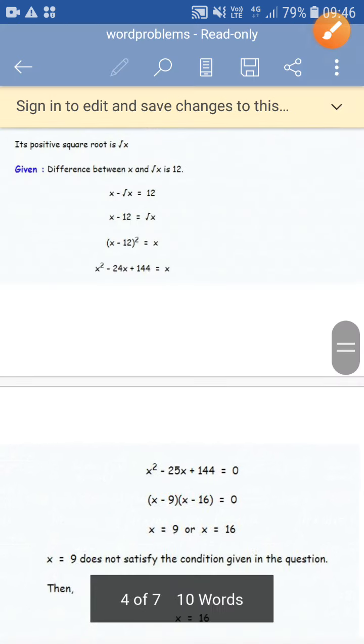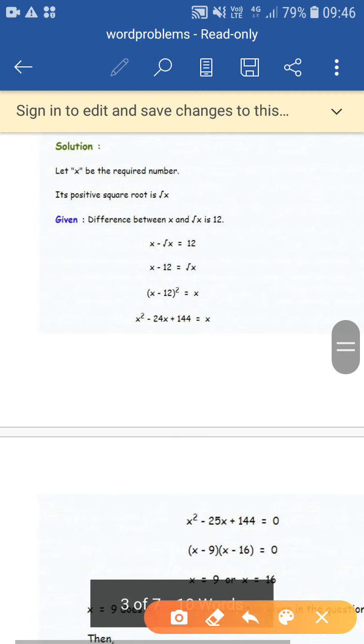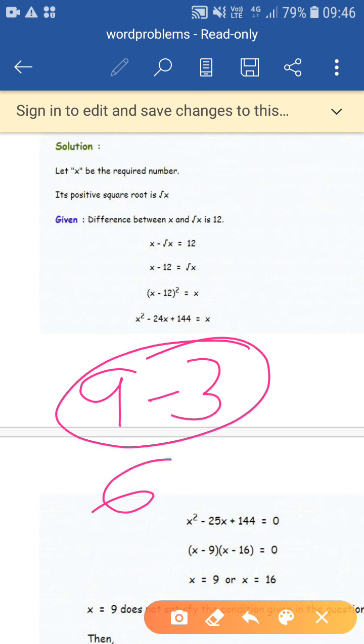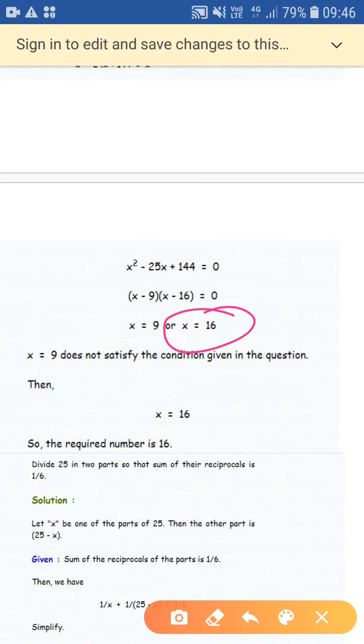You can see that 9 does not satisfy. Why? Because if we place 9 over here, then 9 minus root of 9, and root of 9 is 3. So 9 minus 3 gives us 6, and 6 is not equal to 12. So this is an extraneous root. We have to reject this, and then we have to take that root which satisfies. 16 satisfies this. So x equals 16 is our number.